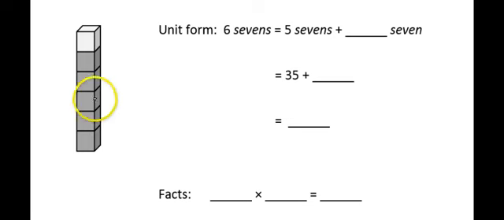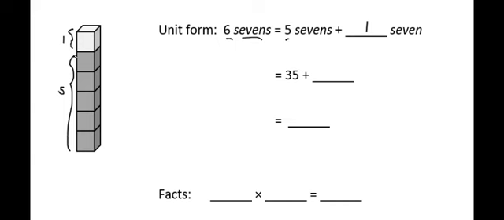I have another tower. I still have my 5 original cubes, but I have one more added to the tower. This means that I have 6 units of 7 altogether. The 5 original 7s, and then one more unit that represents 7.